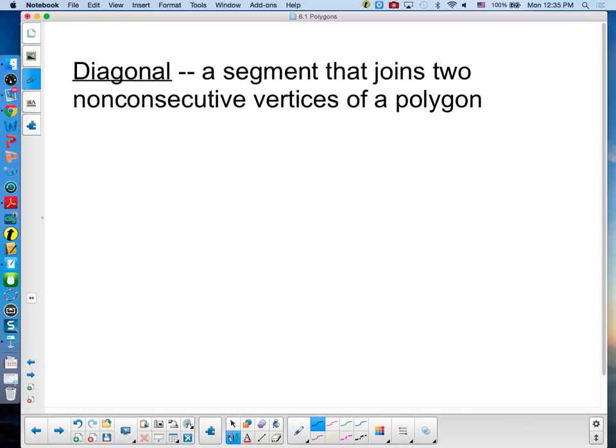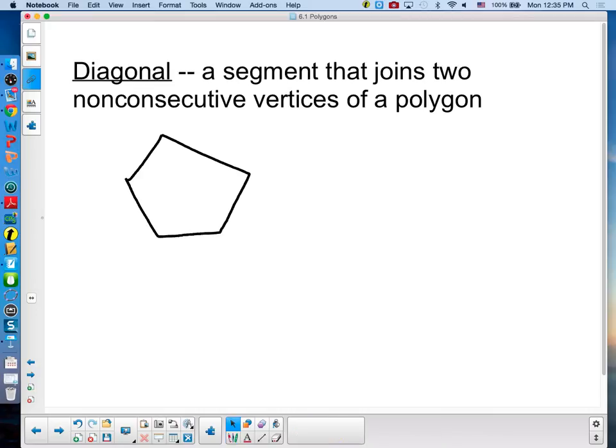All right, so let's draw a polygon here. I'm going with 5 sides. And I'm going to switch colors and let's put in a diagonal. A diagonal is a segment that joins 2 non-consecutive vertices. Let me label. Which ones are consecutive? Well, AB is consecutive. So AC is not consecutive. So if I connect those, I just now drew a diagonal.